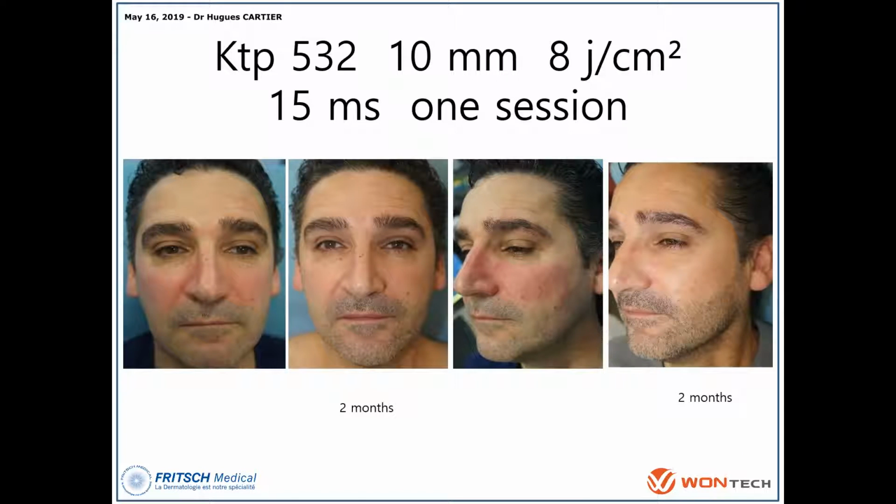So, another patient, a phototype 3, not so easy. Be careful with a KTP 532. For high phototype, it could be difficult. More than 4 is more difficult to treat, so be careful. But for phototype 1, 2, 3, and almost the start of 4, it is also possible with this patient. The third picture is just redness just after the session, you see.